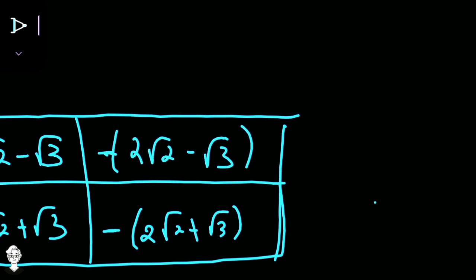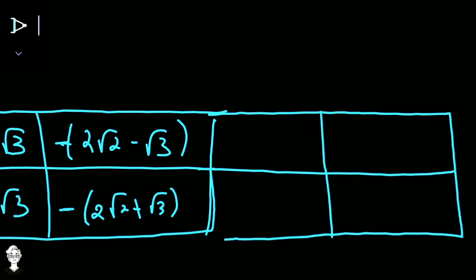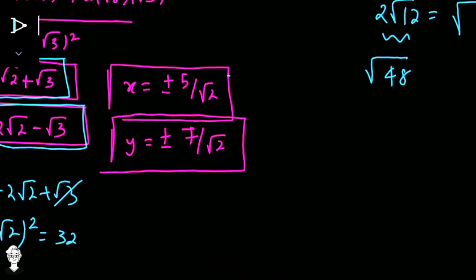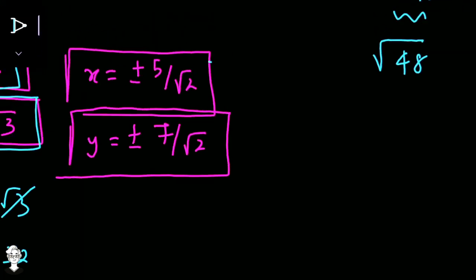Yes, so for the first one, both of them are either negative or else both of them are positive. Now let us check for this value, that is 5 upon root 2 and 7 upon root 2, the value of a plus b according to this case.